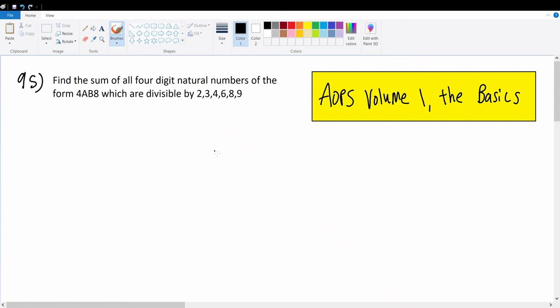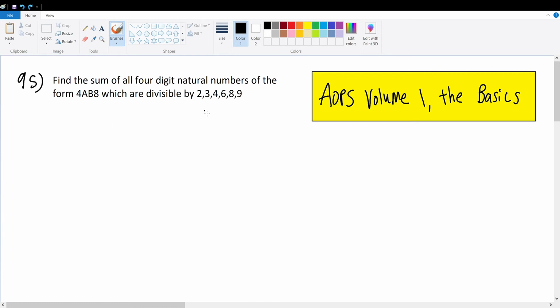AOPS Volume 1, the basics, number 95. Find the sum of all 4-digit natural numbers of the form 4ab8, which are divisible by 2, 3, 4, 6, 8, and 9. So right off the bat, we're given that this answer has 4 cases because it tells us the sum of all 4-digit natural numbers.